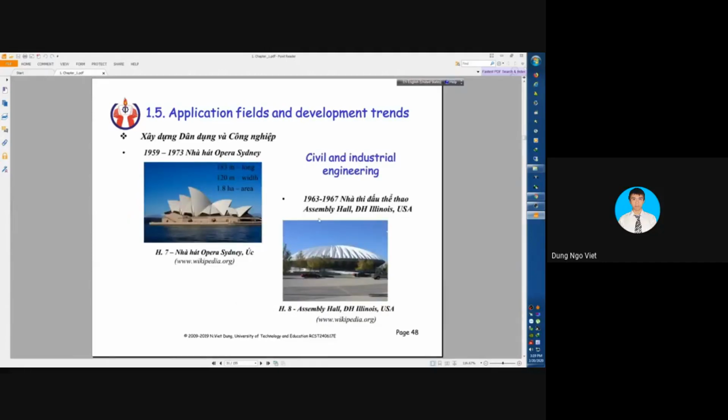And for another example, we have the Opera Sydney. The Opera Sydney in Australia is also constructed by reinforced concrete, and it has the length about 183 meters and the width about 120 meters, and the area is about 1.8.